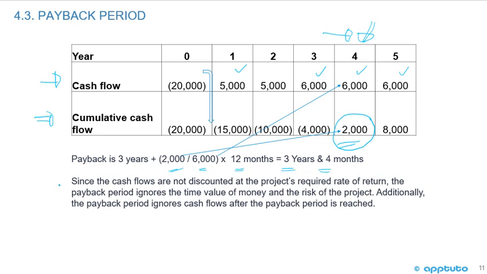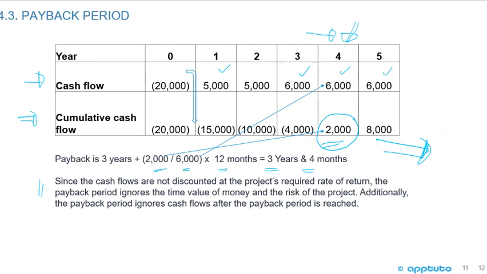Since the cash flows are not discounted at the project's required rate of return, the payback period ignores the time value of money and the risk of the project. Additionally, the payback period ignores cash flows after the payback period is reached. Okay, so these could all start to be very negative, but it's ignoring it. It's just saying, hey, we get paid back in 3 years and 4 months.